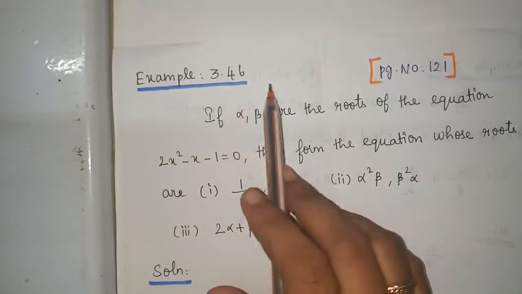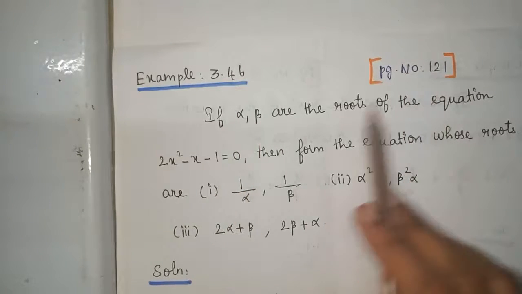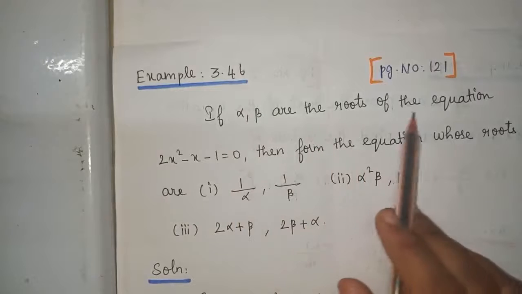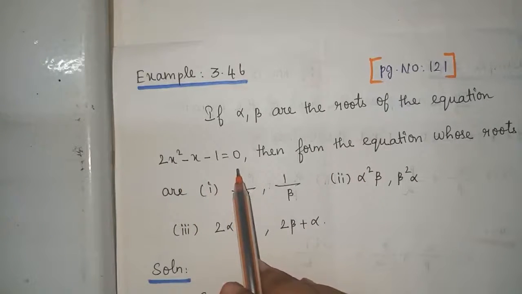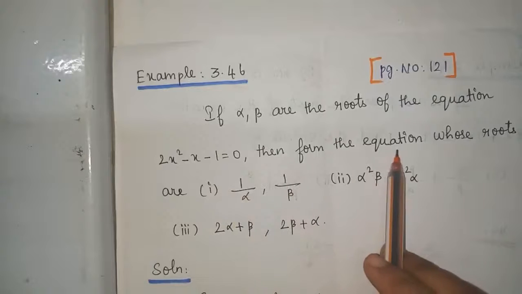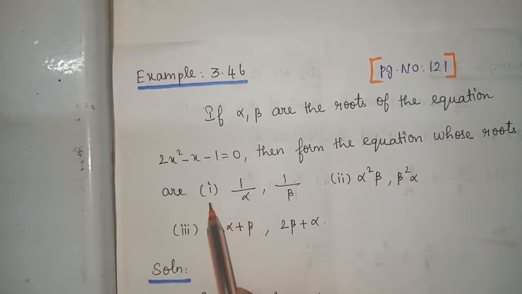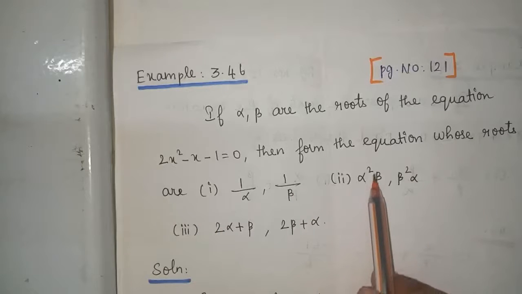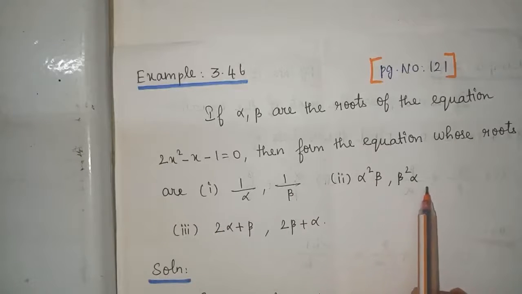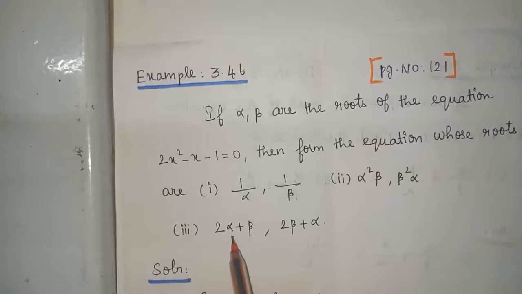Example 3.46, page number 121. If alpha comma beta are the roots of the equation 2x square minus x minus 1 is equal to 0, then form the equation whose roots are, first subdivision 1 by alpha comma 1 by beta, second subdivision alpha square beta comma beta square alpha, and third subdivision 2 alpha plus beta comma 2 beta plus alpha.